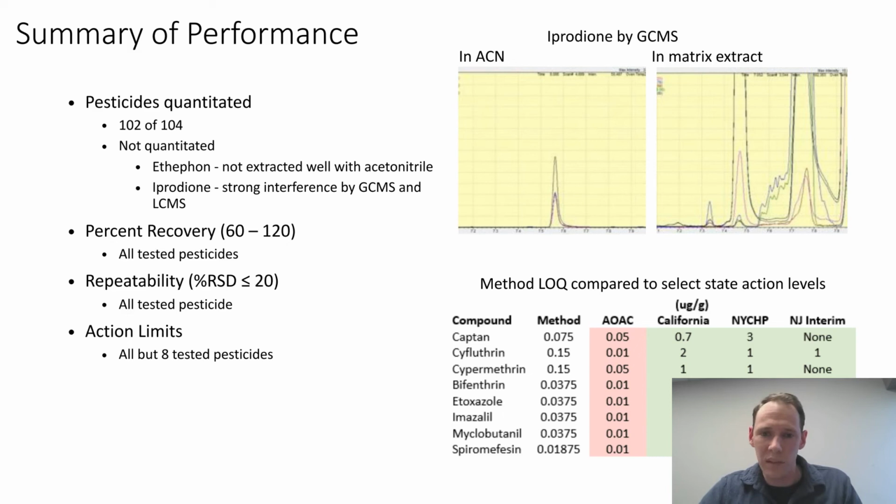The interesting thing about these 8 pesticides is that the performance of this method for the limits of quantitation for those pesticides does meet the action levels for various states that I've shown here, such as California, the New York Cannabinoid Hemp Program, and also New Jersey's interim testing standards. So you can see that the AOAC recommended limits are quite a bit lower from what I'm used to and what is commonly done for these states.